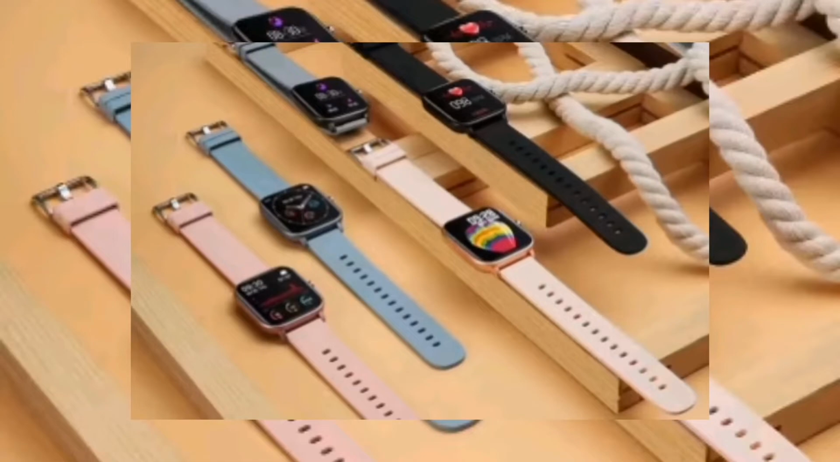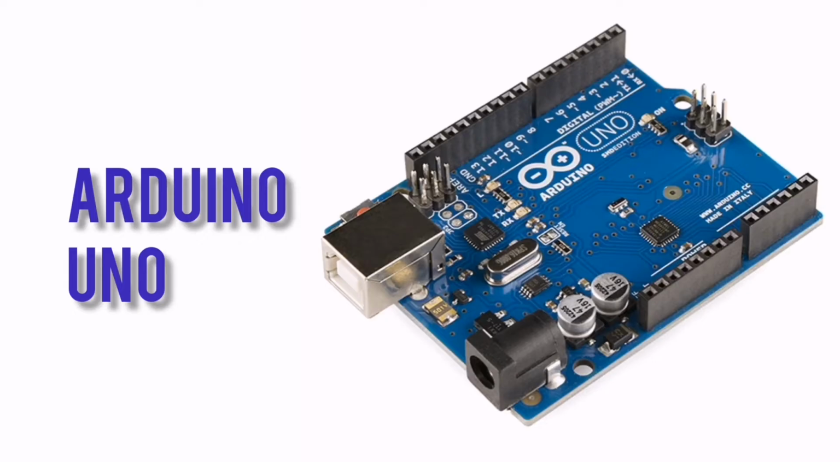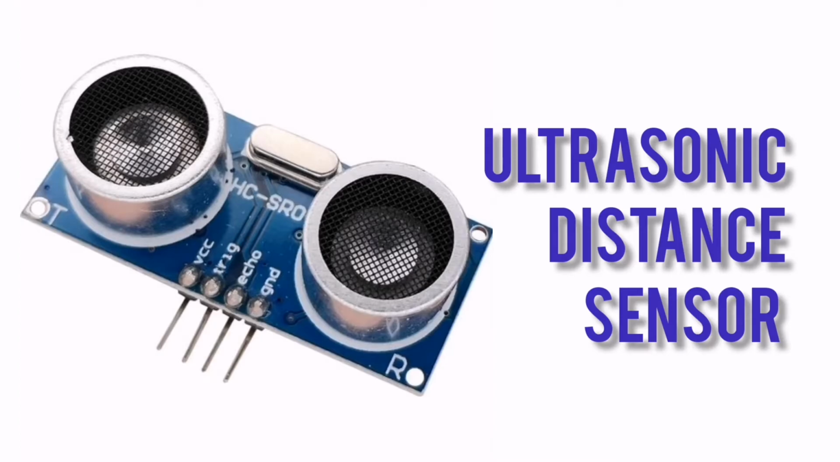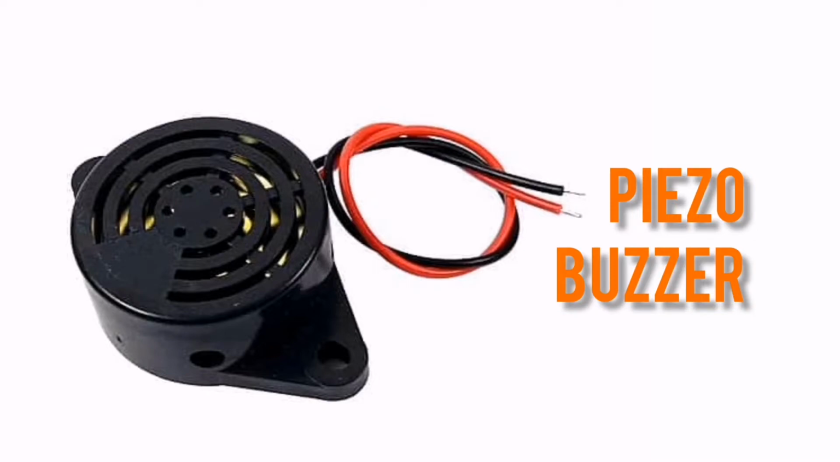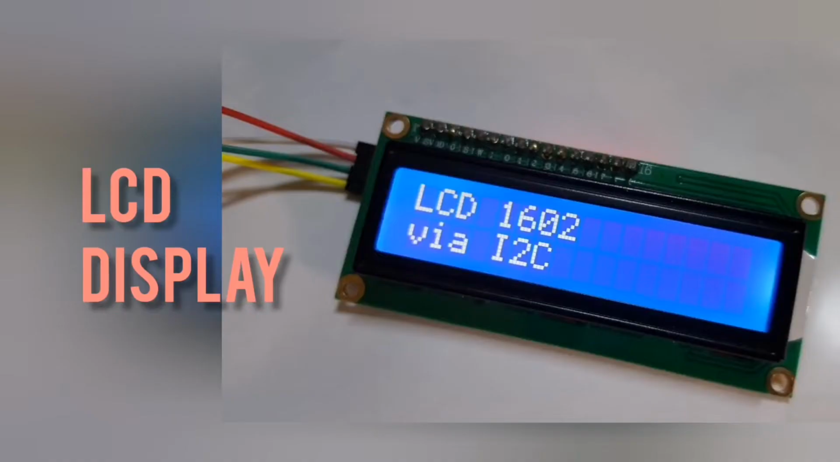The circuit comprises an Arduino Uno and components such as an ultrasonic distance sensor, a NeoPixel 16-ring RGB LED for visual light warning, a piezo for audible alarm warning, and an LCD display for written word warning, ensuring that the device is useful and effective.